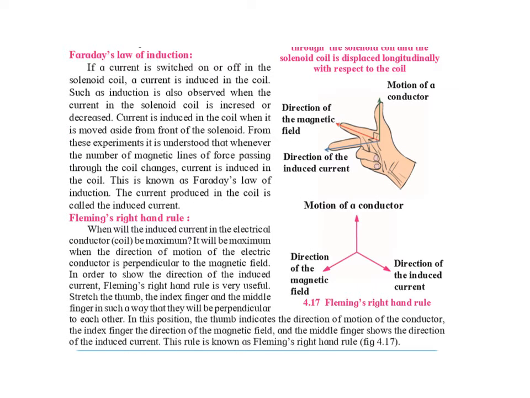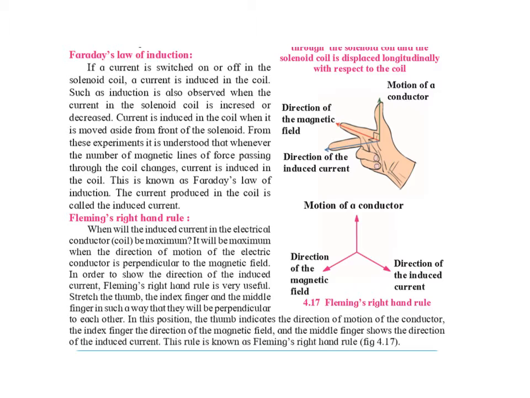Faraday's law of induction. Electromagnetic induction can be explained with the help of Michael Faraday's law. Whenever the number of magnetic lines of force passing through a coil changes, current is induced in the coil. This is known as Faraday's law of induction. The current produced in the coil is called the induced current.